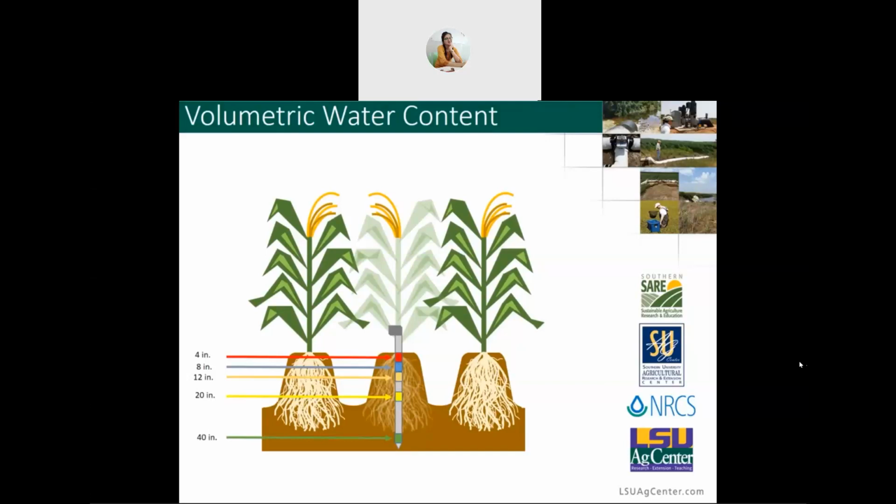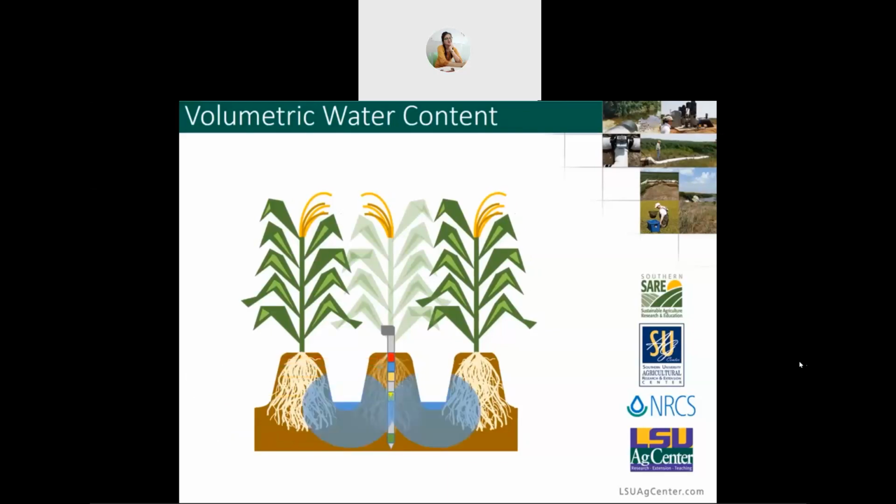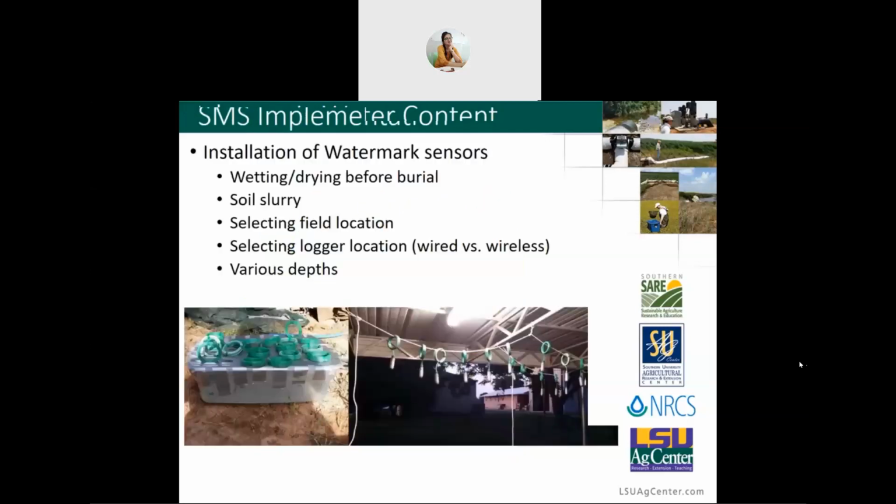But the sensors can come in different lengths. For example, this tube style sensor apparently goes to 40 inches, but it can have different lengths. You just pick what's most appropriate for your application. And so the same thing here, those sensors would read a different soil moisture depending on the depth of the sensor.